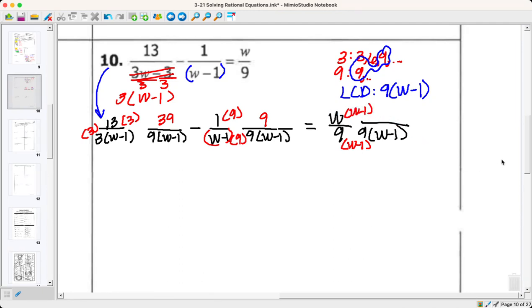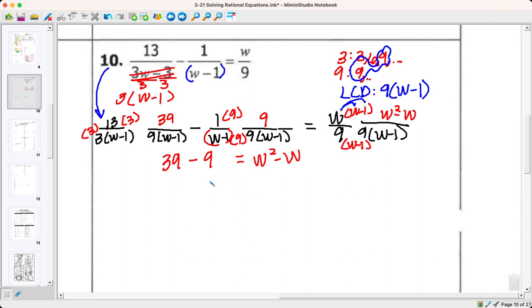This, when you distribute, keep in mind we have to distribute, will become w squared minus w. From here, what I have in red at the top, I'm going to bring down. I have 39 minus 9 equals w squared minus w.